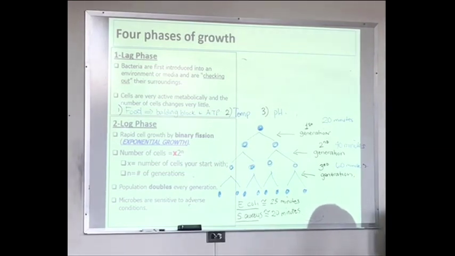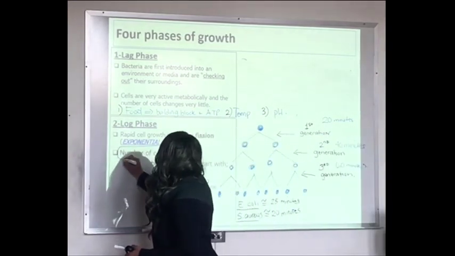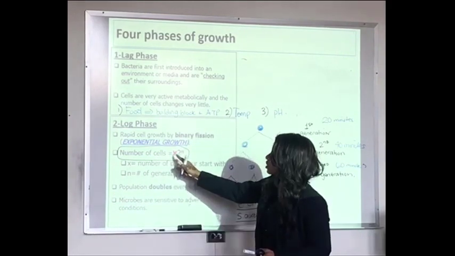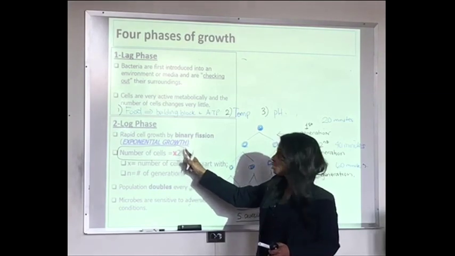All right, so we can continue drawing out a map like this to figure out how many cells we'll have after, let's say, 24 hours or 12 hours, but we have a formula. So we use this formula here, the number of cells equals x times 2 to the n, and n is an exponent.